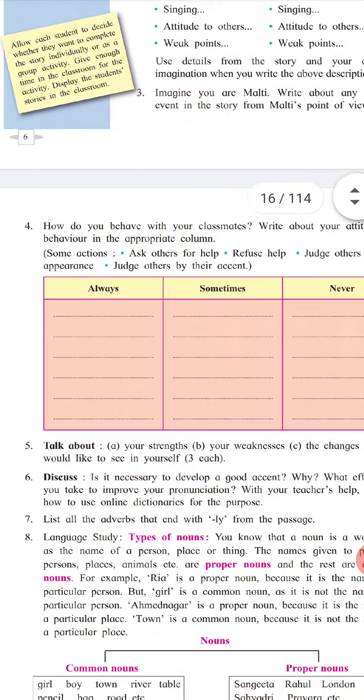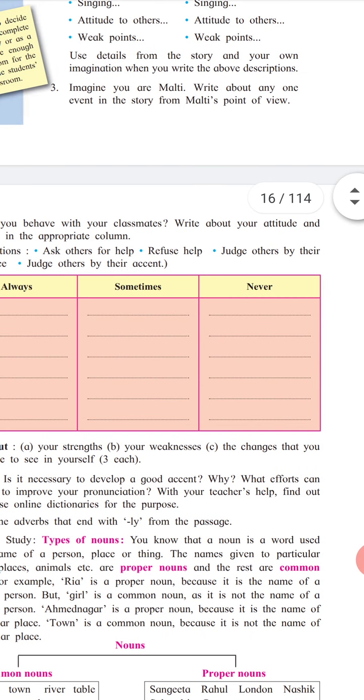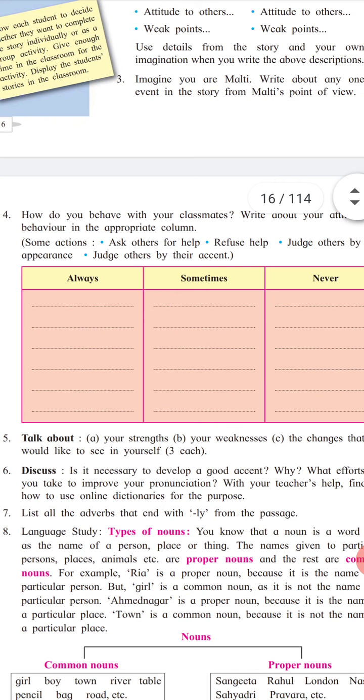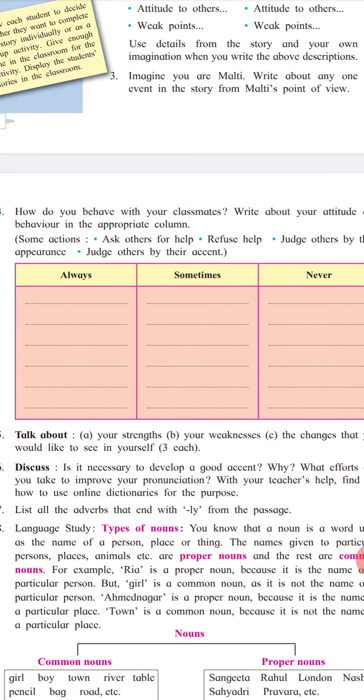Next question is, how do you behave with your classmates? Write about your attitude and behavior in the appropriate column. How do you behave with your classmates, with your friends? You have to write down in 3 columns, that is always, sometimes and never. Few points are given. For example, ask others for help. Here, whether you take the help of others always or sometimes or never, you have to write in the column.